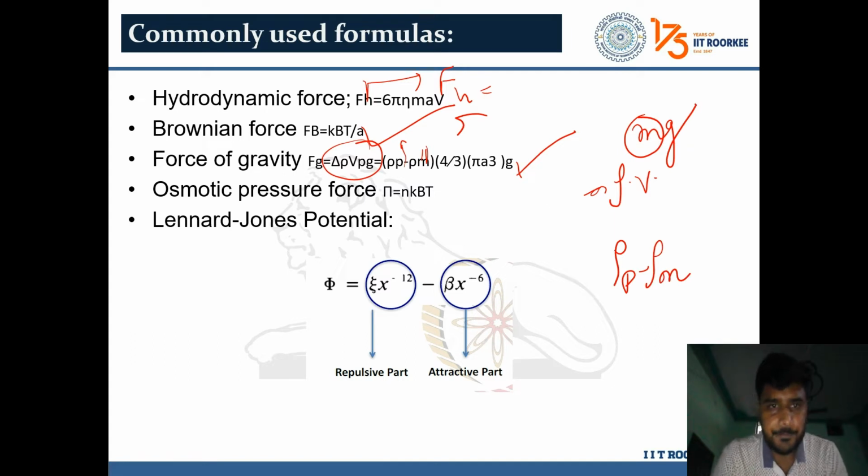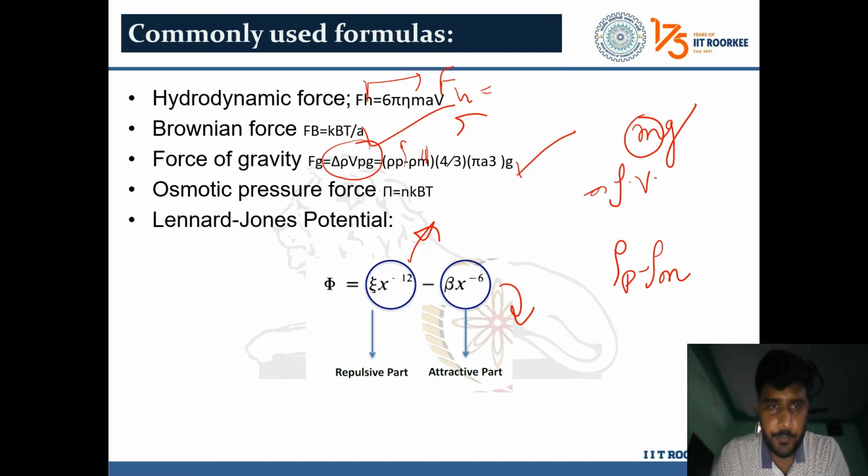Okay, and similarly the osmotic pressure, and finally the Lennard-Jones potential. Basically, it describes two terms. First is the repulsive part. Second one is the attractive part.